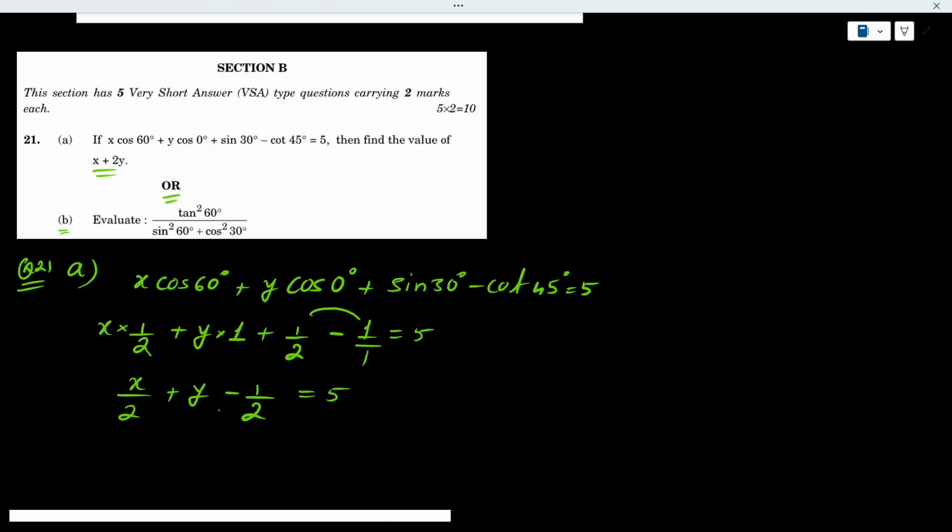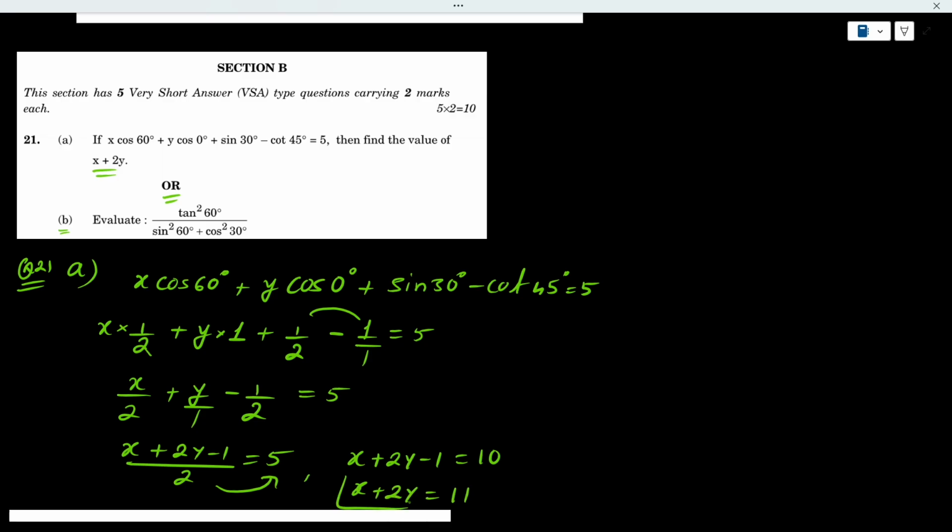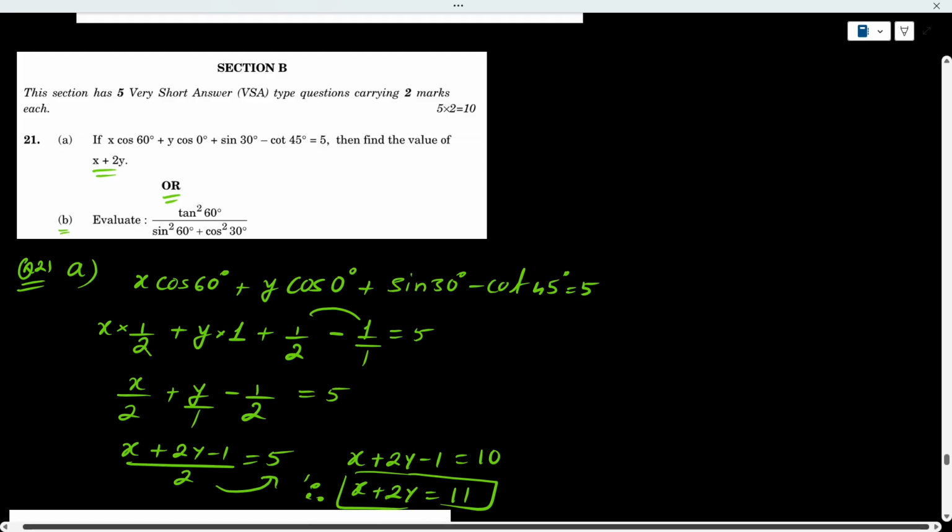So how are we going to get it here? If I take the common denominator, find the LCM, x plus 2y minus 1 by 2 is equal to 5. And if I do further simplification, what am I going to get? x plus 2y minus 1 is equal to 10, because 2 will get multiplied here, then x plus 2y is equal to 11. So this is your final answer, because they are asking this, so you can write down here, therefore x plus 2y is equal to 11.